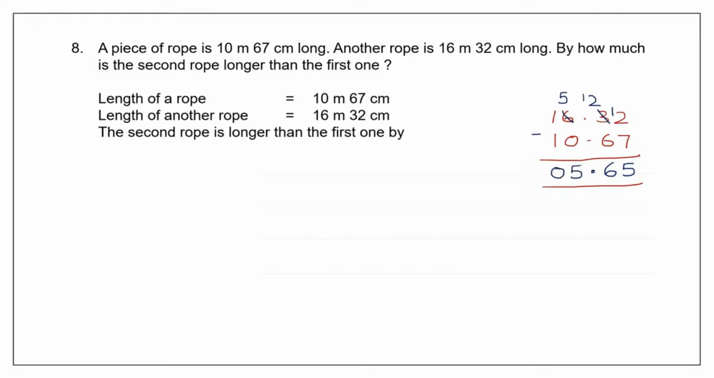So 5.65. The second rope is longer than the first one by 5 meters and 65 centimeters. So that is our final answer. It's 5.65 meters or 5 meters and 65 centimeters.